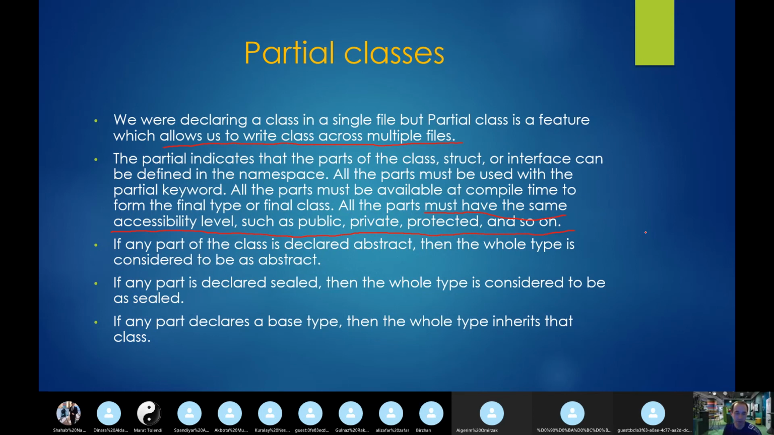And here we have one specification. If any part of the class is declared abstract, then the whole type is considered to be abstract. So in the abstract class, it is highlighted that we need to use inheritance to extend the functionality of the abstract class. If any part is considered sealed, then the whole type is considered to be sealed.